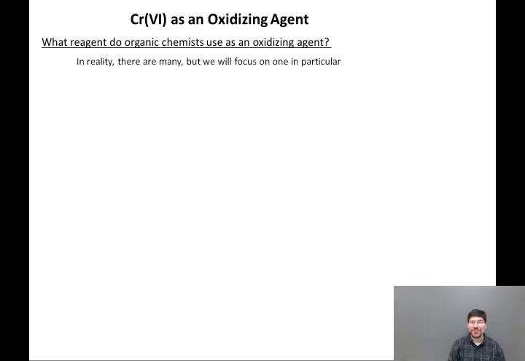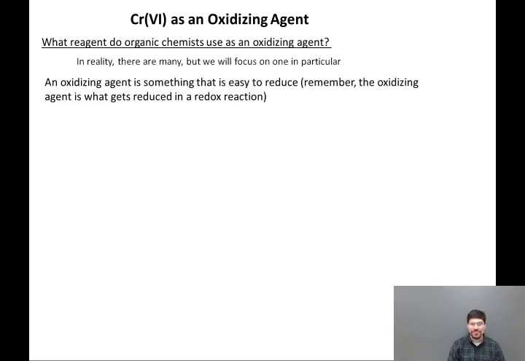So a disclaimer to start. There are many oxidizing agents that have been developed by organic chemists. There are entire books full of them. But for the purpose of this introductory class, we will focus on one in particular.